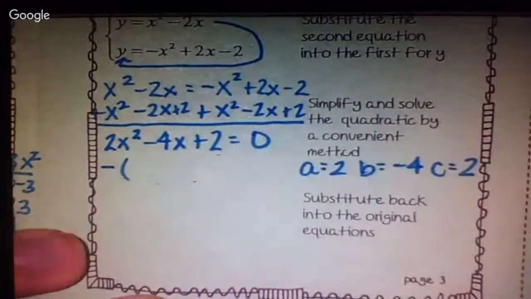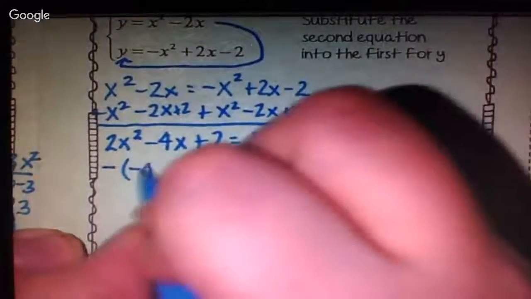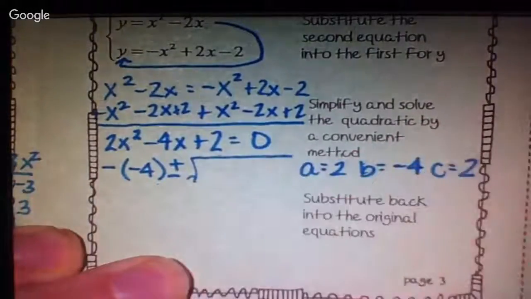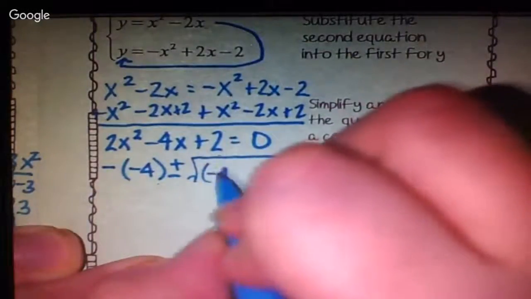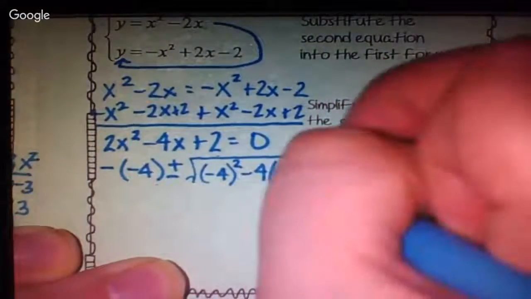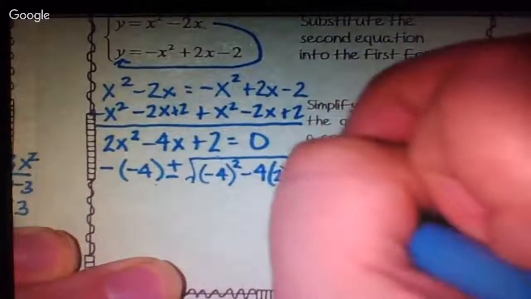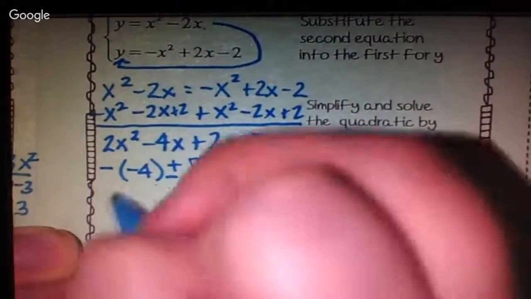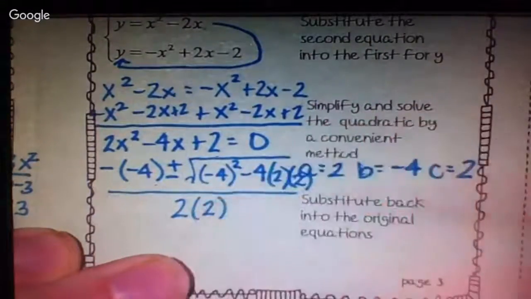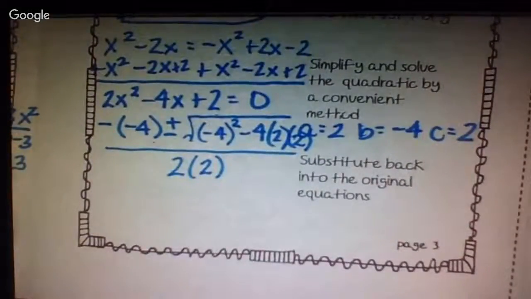Okay, so it's negative. What goes first? 4. -4. We've got to plug in our B. Plus or minus the square root of B squared, so -4 squared, minus 4 times A times C. Ooh. Over 2A. Okay, all over 2A. So 2 times 2. Okay, so we've got that -4, it becomes positive.